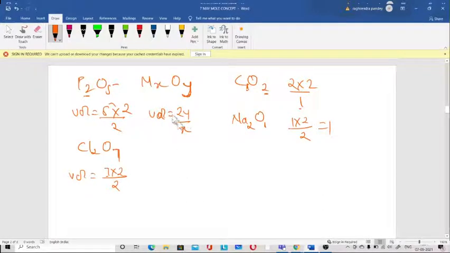So I said you to find the equivalent weight of M. So what is the equivalent weight of M? M is the atomic weight. I'm just taking M as the atomic weight divided by 2y by x. Got it? So this is it. Because that is so much easy. You have to understand the valency concept there.